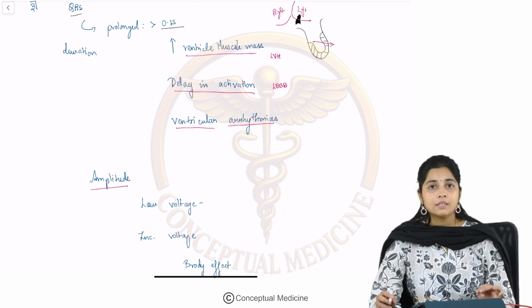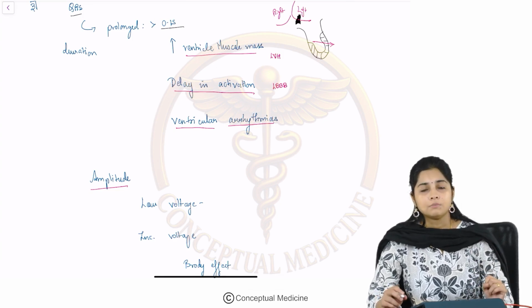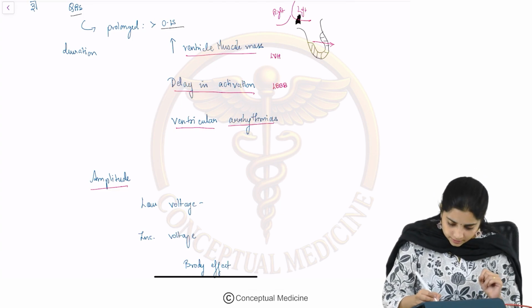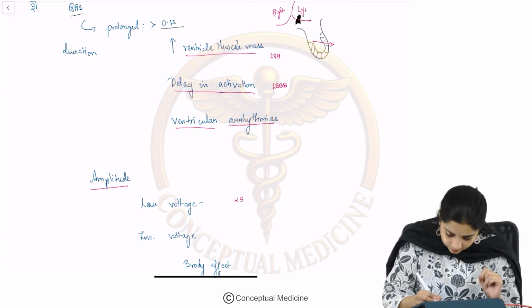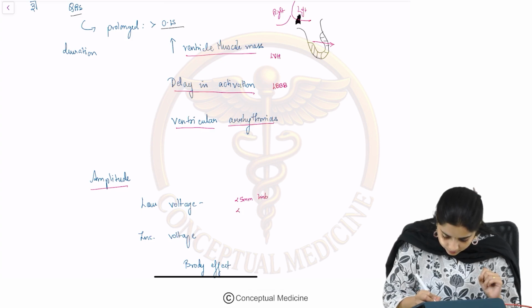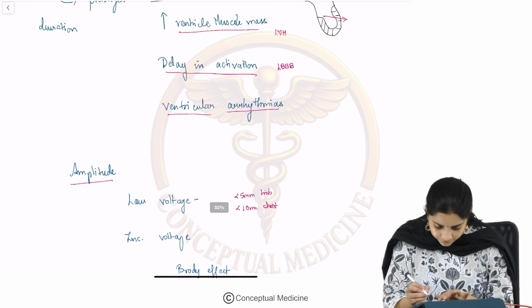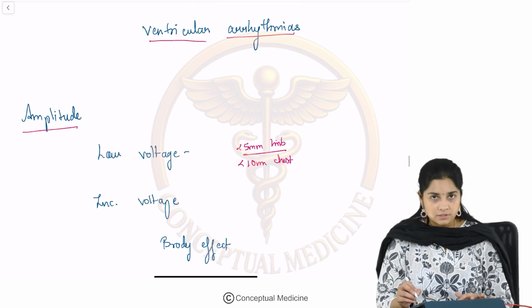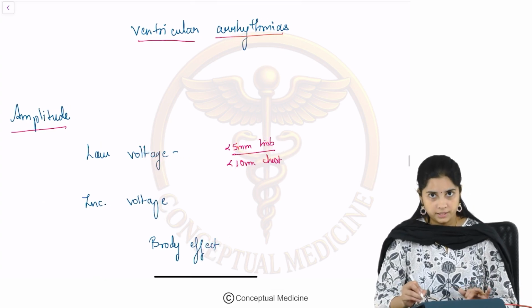So, when do you call it a low voltage QRS complex? When the amplitude is less than 5 mm in the limb leads or less than 10 mm in the chest leads. So, less than 5 mm in the limb leads or less than 10 mm in the chest leads, we call it a low voltage complex.